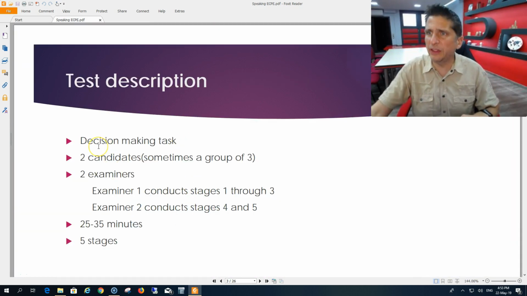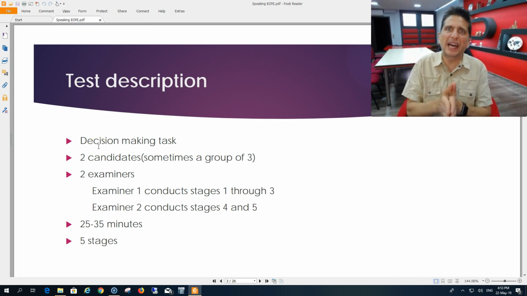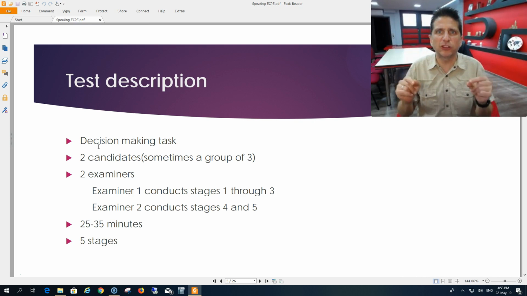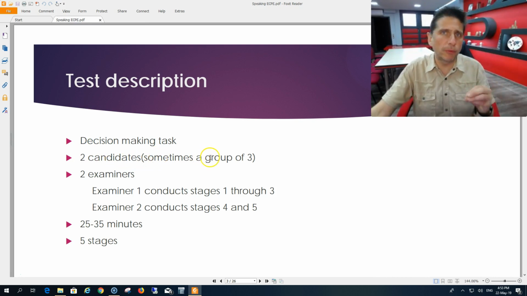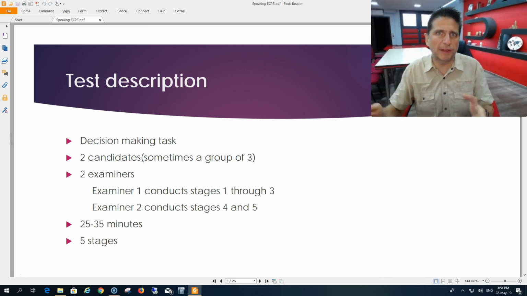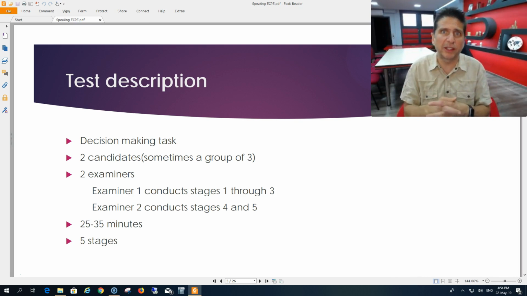Alright, let's see. The description. The ECPE speaking exam is a decision-making task, which means that candidates need to reach a decision at the end of the examination. There are two candidates, sometimes a group of three. This rarely happens because we cannot have an examination with one candidate. So if this is necessary, we will have a group of three.